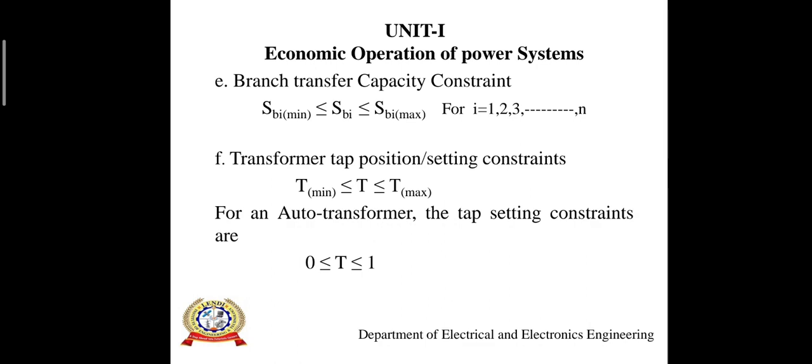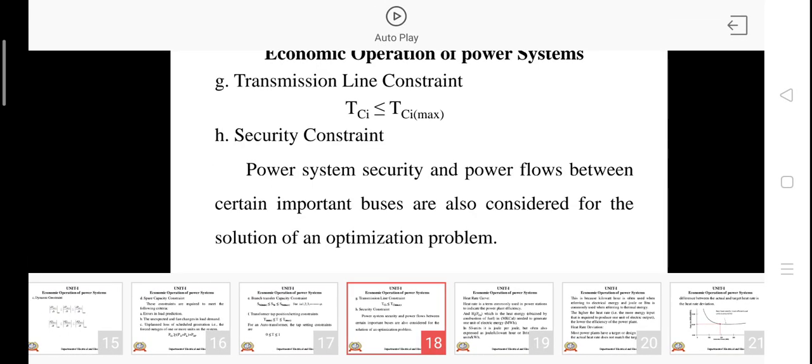Like that, for a 2-winding transformer, the tap setting constraint is 0 less than or equal to T less than or equal to K, where K is the transformer turns ratio. If we take the phase shifting transformer, the constraint is on theta I, because phase shifting is indicated with the angle theta, so theta I minimum less than or equal to theta I less than or equal to theta I maximum, where theta I is the phase shift obtained from the ith transformer. So the next one is the transmission line constraint.